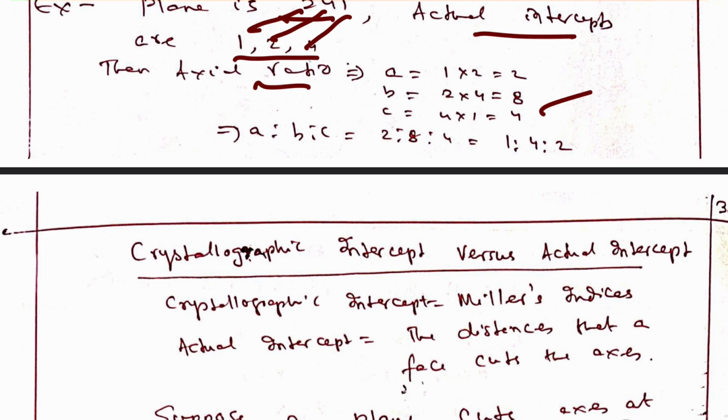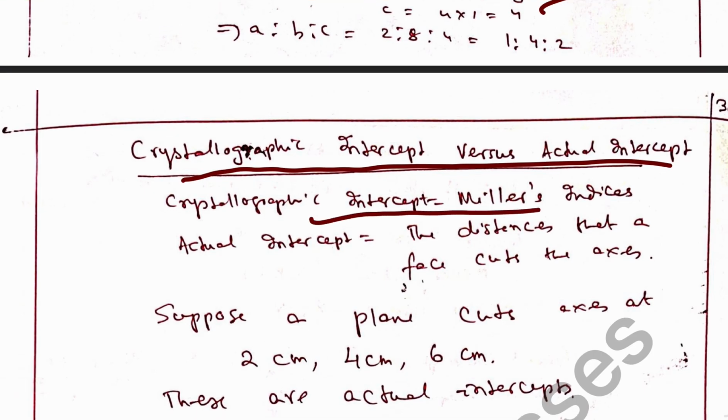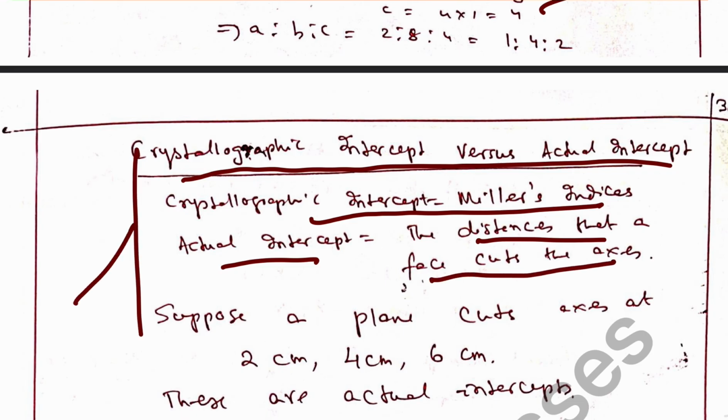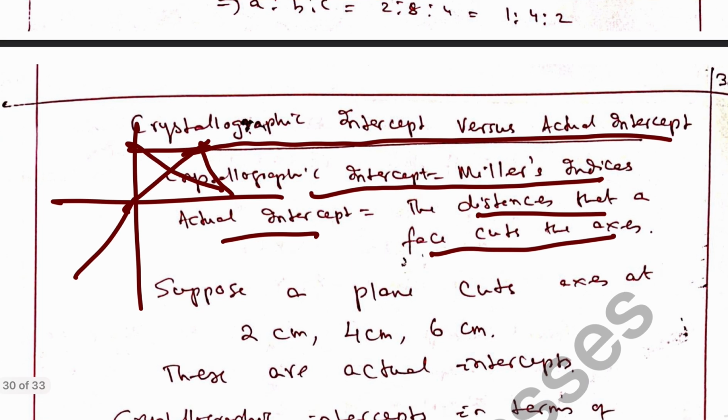Now let us discuss what is crystallographic intercept versus actual intercept. Crystallographic intercept is related to the Miller indices. Actual intercept is the distance that a face covers along the axis. If these are the axes, the distance at which the face cuts gives the actual distance that the face covers along the axis. So that is the actual intercept.